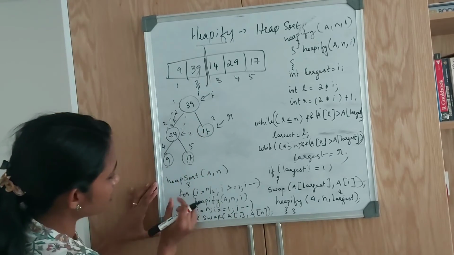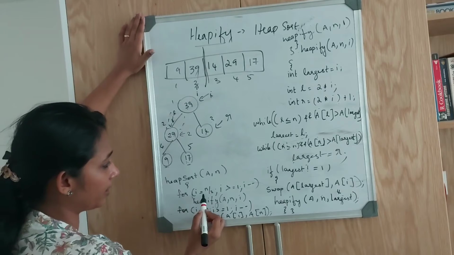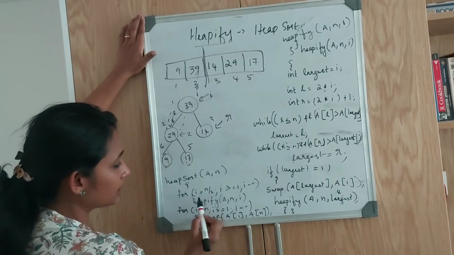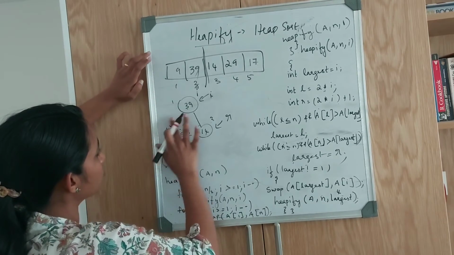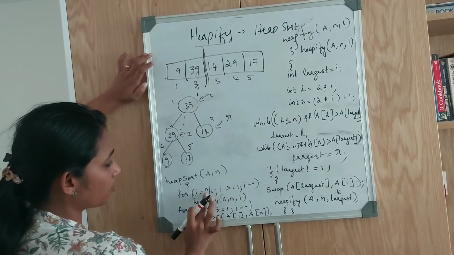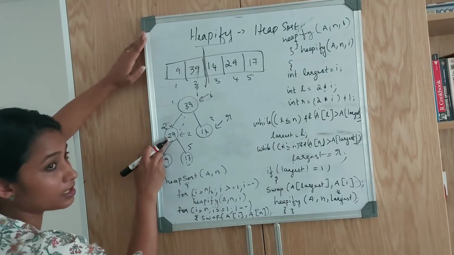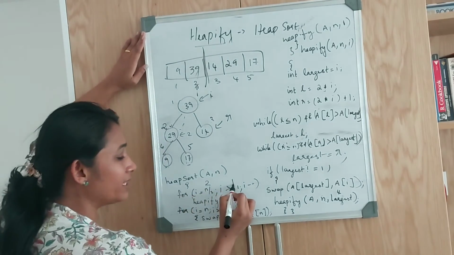Okay, so this is what we've done. There is another part, so you're going to start from here. As I said, there is a for loop for I, right? And I starts from n by 2 to 1. See, this is a for loop. Here your n is equal to 5. So 5 by 2 is what? 2. So you get the largest index which is a non-leaf node.